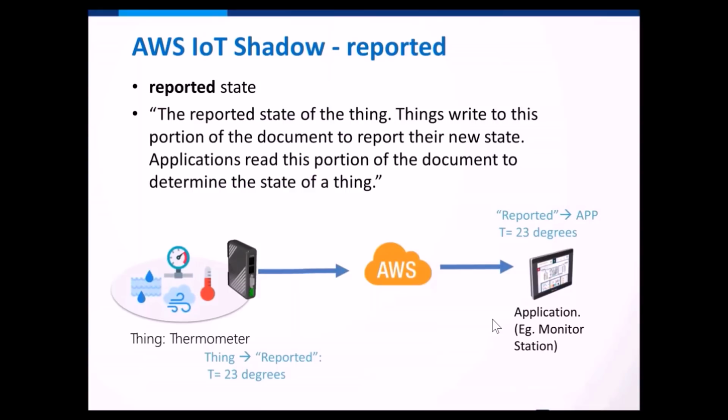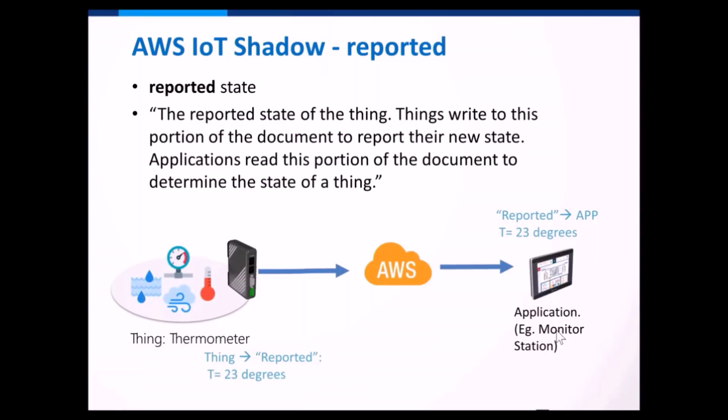And if you have an application, the application will read this part to know the state of the thing, kind of like monitoring the state of this thing. You can see the following image. For example, on the left side, my server is connected to a thermometer. It's a thing, the temperature reading. So when it has a new reading, 23 degrees, basically you'll have to report to the AWS IoT. So it goes from the sensor to the AWS.